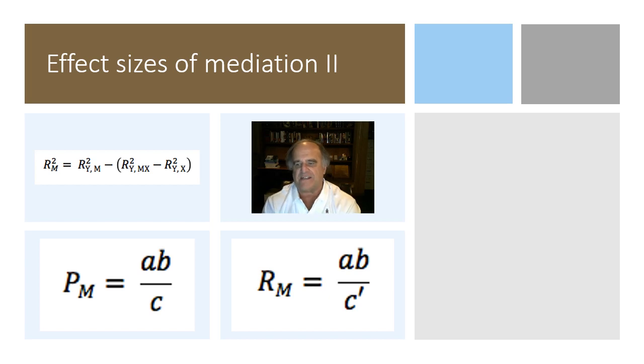Now, we just discussed what A and B are, and of course, C, again, is that original simple relationship between the predictor and outcome. We then have R sub m, which is AB divided by C prime, where C prime is the estimate of the remaining direct effect between the predictor and the outcome.